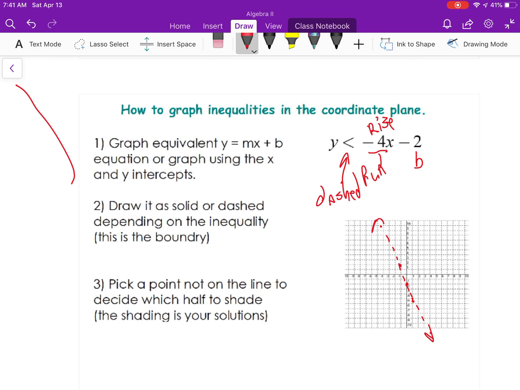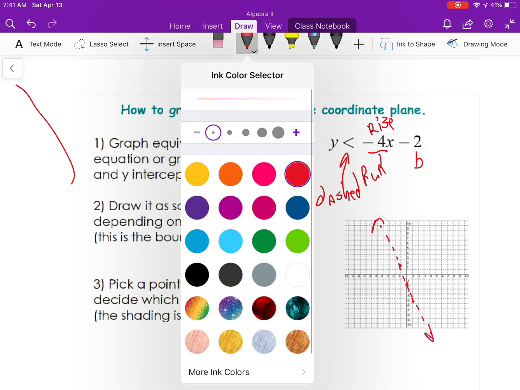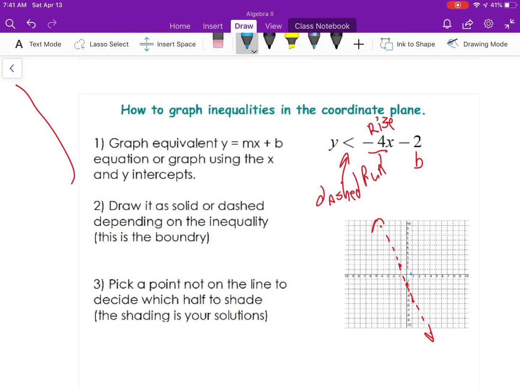So what I'm going to do is put in a point to test. It doesn't matter where you pick that point. I'm going to pick, here we go, (0, 0). I kind of missed on my little dot there. And I'm going to put 0 in for y, 0 in for x.